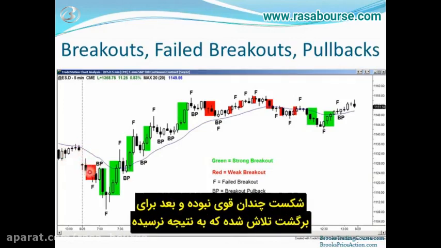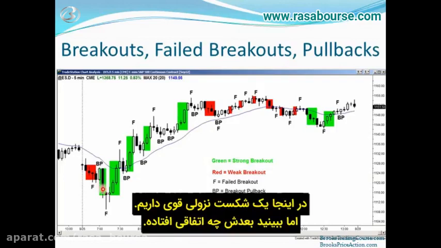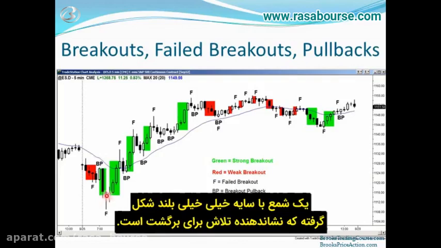We got an attempt to reverse. This attempt to reverse failed, and it became simply a pullback in the bear trend. We have a strong bear breakout here, but look what followed. A bar with a very, very big tail. So that is the reversal attempt for this breakout.